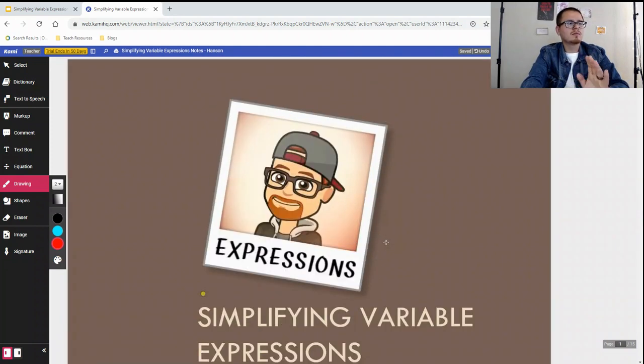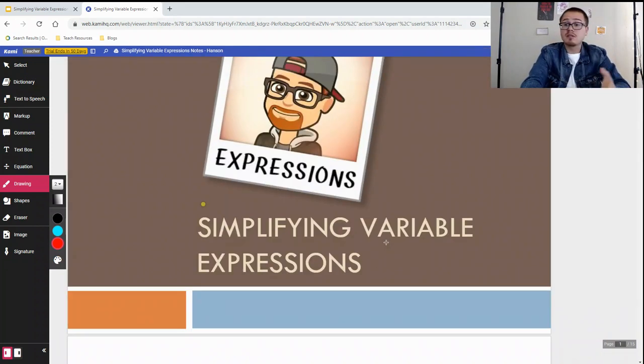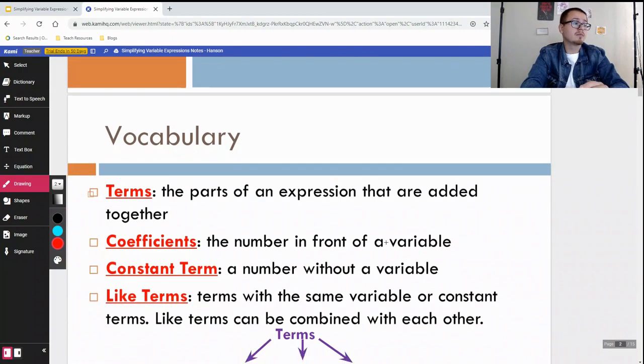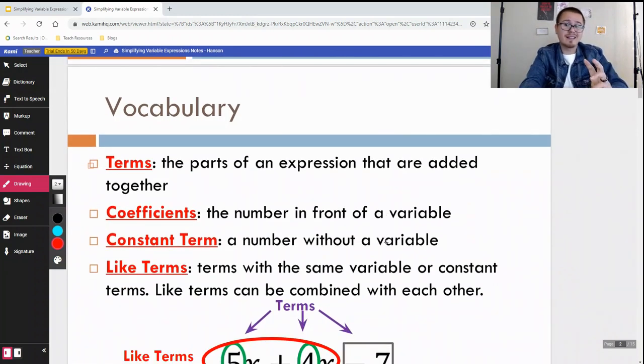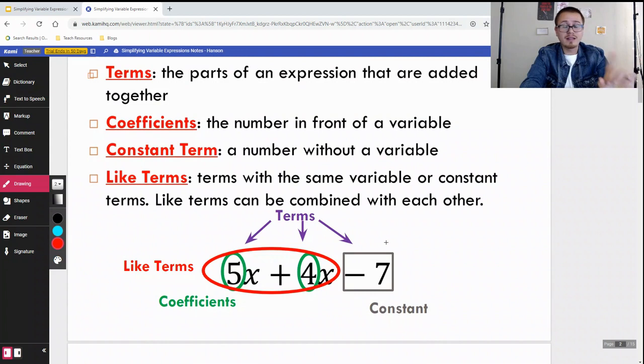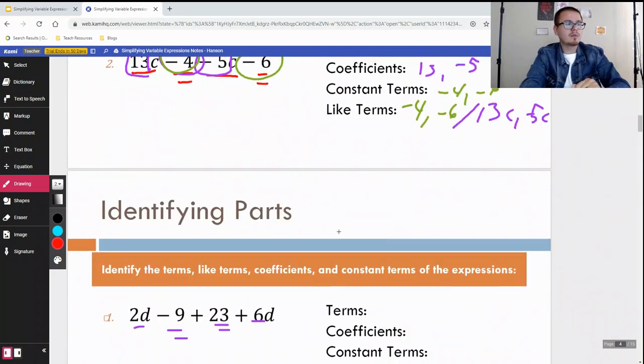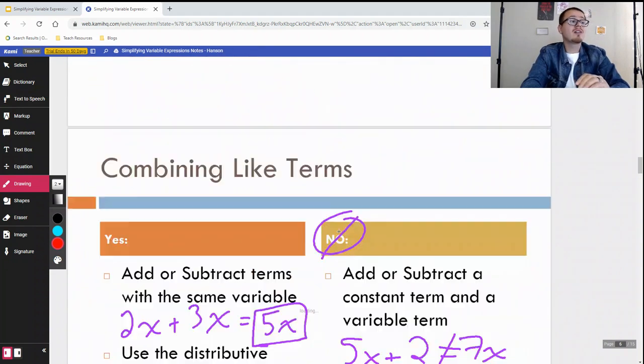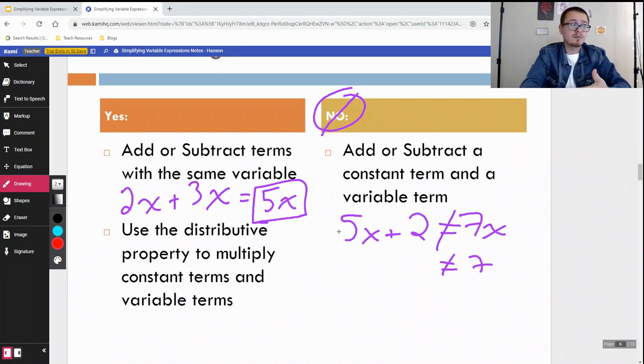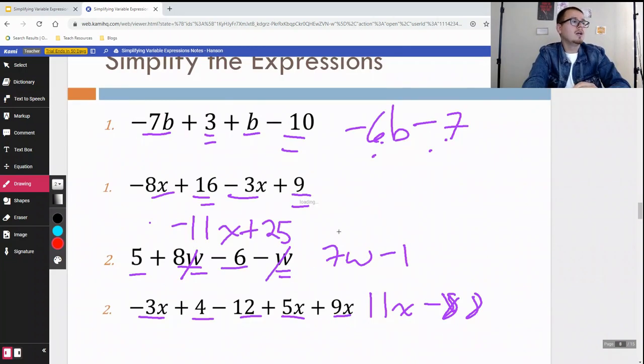Expressions, simplifying them with variables in them. There's terms, coefficients, constants, like terms. Make sure you know them. Make sure you know how to find them. Make sure you know how to identify them. Once you know what they are, you can pick them out like we did there. And then you can start simplifying by combining like terms. So you can put your x's together, your y's together, your numbers together, do what you've got to do.